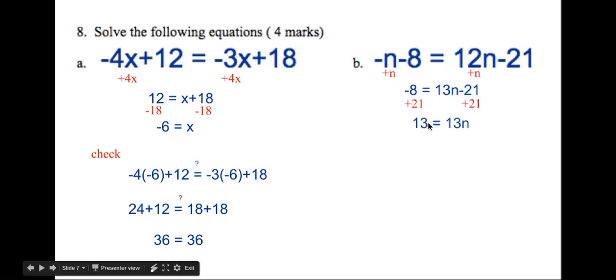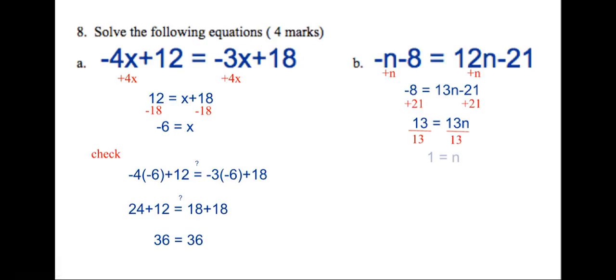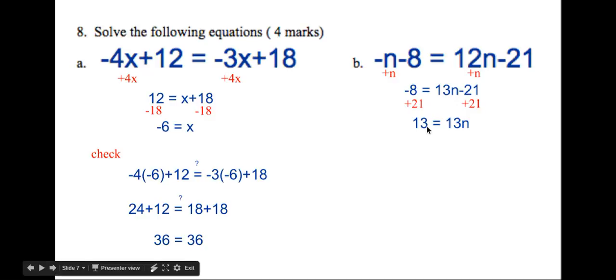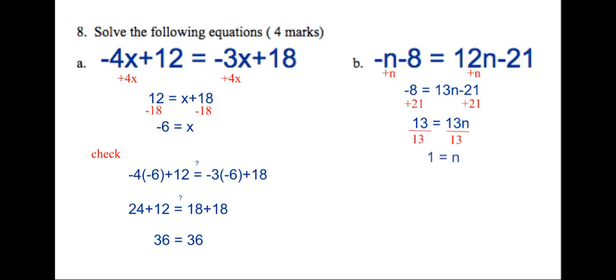So we get positive 13 is equal to 13n. All right, the 13 is stopping the n from being alone, and it's multiplying the n, so we're going to divide both sides by 13. Okay, like that. So we end up getting 1 is equal to, well, the 13's cancel, 1n, but we just write n. Okay, so 1 is equal to n. Also, back up here, just for a second. If you think logically, like 13 is equal to 13 times what? Well, times 1, so n has to be 1, right? In any case, you get n is equal to 1 or 1 is equal to n.